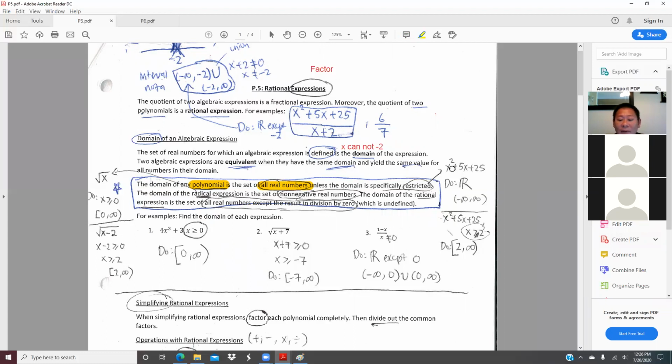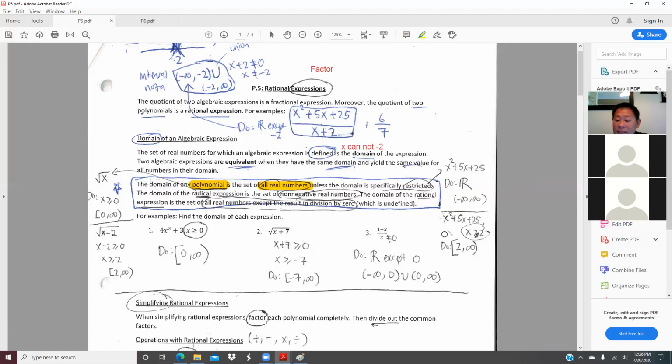So an example is like if I give you x squared plus 5x plus 25, then your domain is all real numbers. All real numbers, we use this letter, capital R. But in your online homework, they don't use capital R. They use negative to positive infinity. It means that x here can take any number you want from negative to positive infinity.